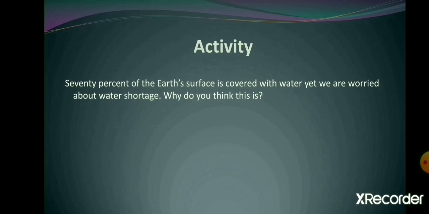There is an activity for you children. You have to think about this question and write the answer of this question in your rough copy. 70% of the earth's surface is covered with water, yet we are worried about water shortage. Why do you think this is? As I told you, most of the earth's surface is covered in water. Still, we are worried about water shortage. Why? Think and write the answer of this question in your rough copy.